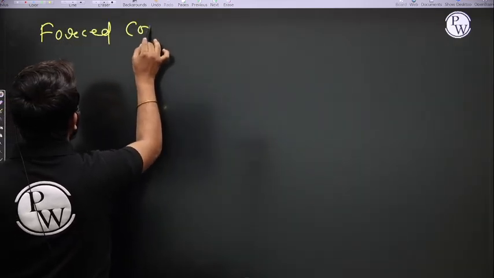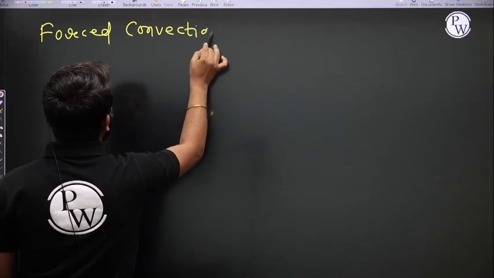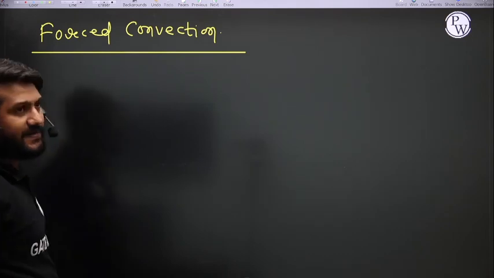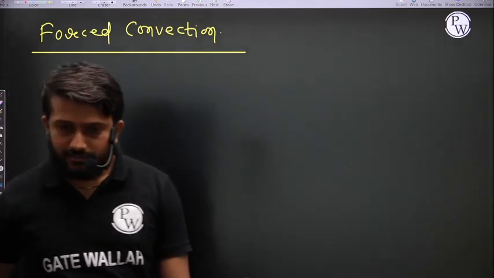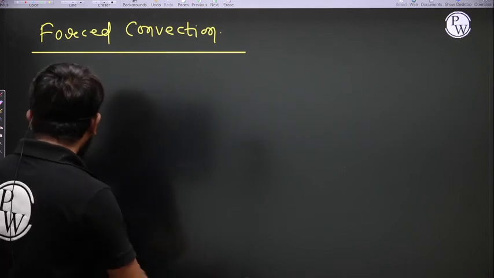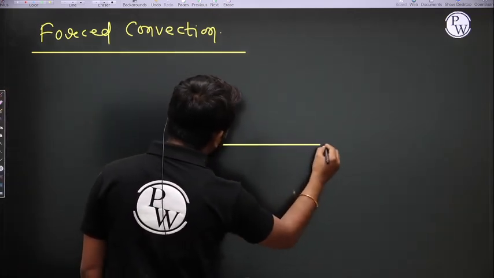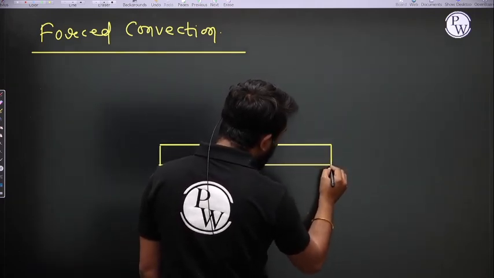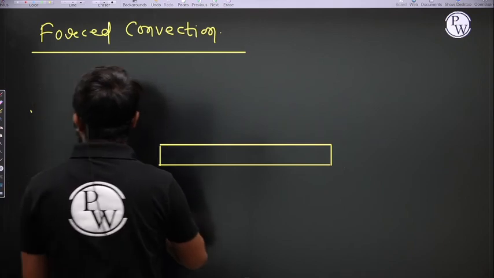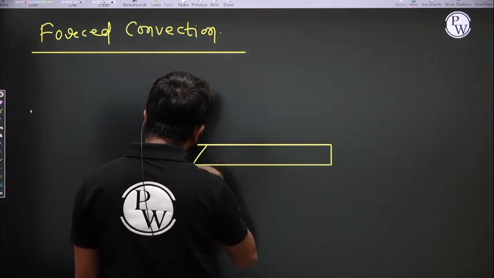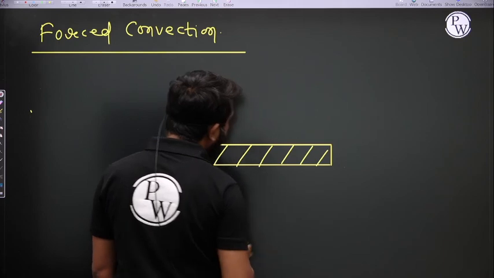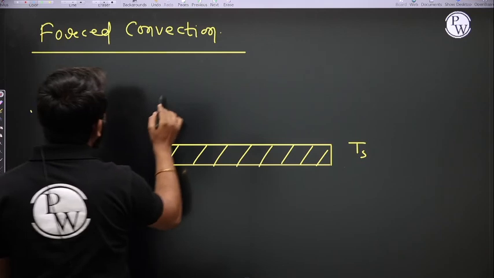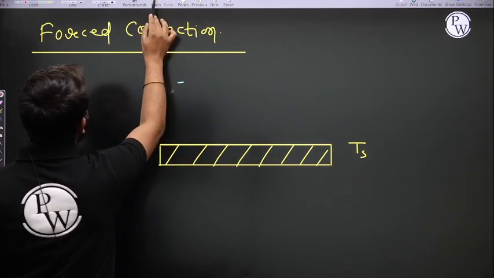Forced convection. Now see here, in forced convection there is some external agent. That external agent is required for the fluid flow. So I am considering a plate. This is the plate having width, let us assume that is B, which is perpendicular to the board or perpendicular to the monitor. This plate has temperature Ts, and the fluid is in motion.